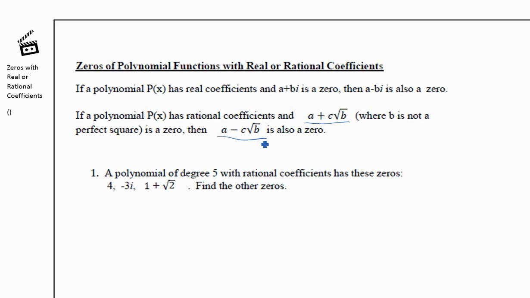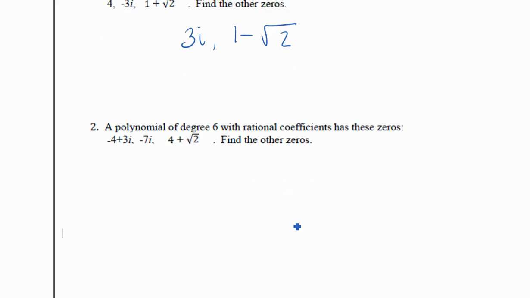Then we see negative 3i. Now, negative 3i is a complex number, so we have to have its conjugate, which would be 3i. Then we have 1 plus the square root of 2, which has a square root, so we'd have to have its conjugate, which would be 1 minus the square root of 2. Okay? So very similar here.